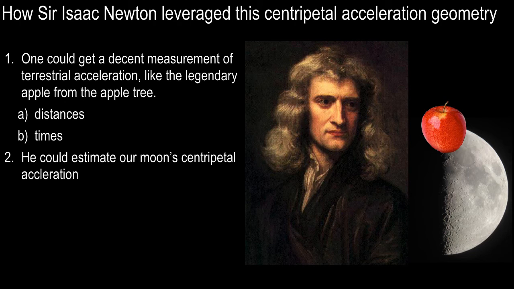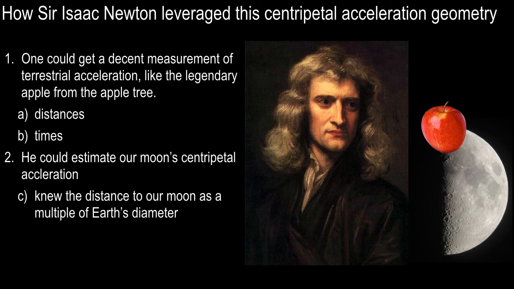But Sir Isaac Newton said, I actually think they're the same force. One's acting on a celestial body, the moon, one on a terrestrial body, an apple, and other falling objects. So he could estimate the moon's centripetal acceleration. If he could get v and v squared, and if he can get the radius of the moon's orbit, then he can make a computation. So they knew the distance to the moon as a multiple of Earth's radius, and it's about 60 times Earth's radius, roughly.